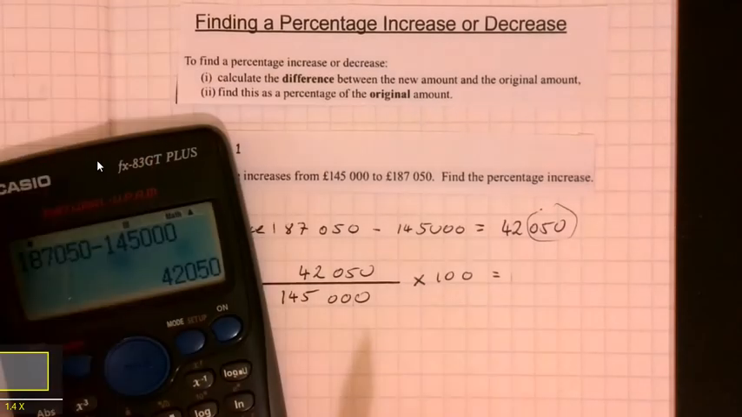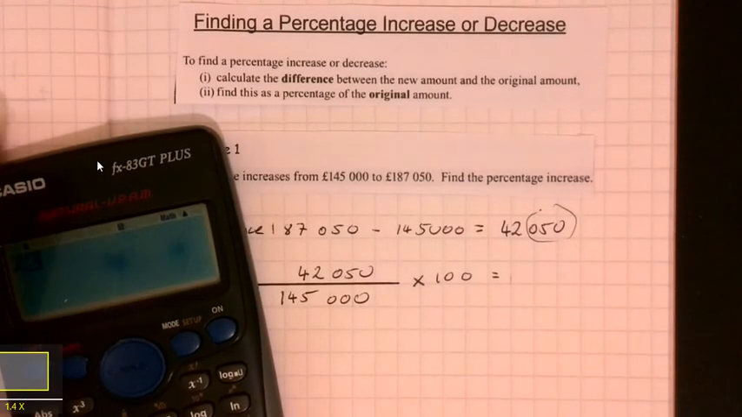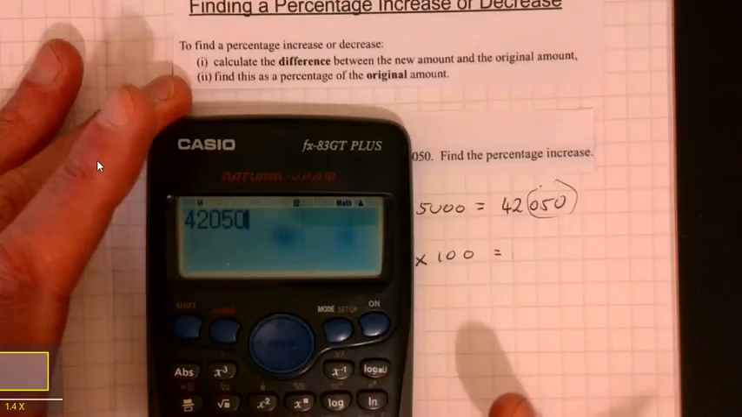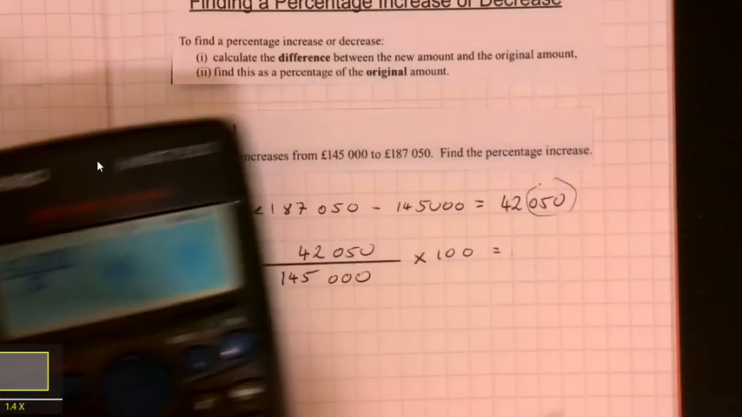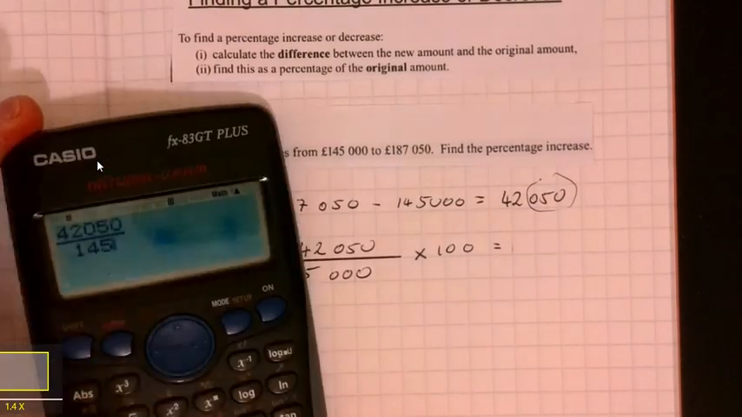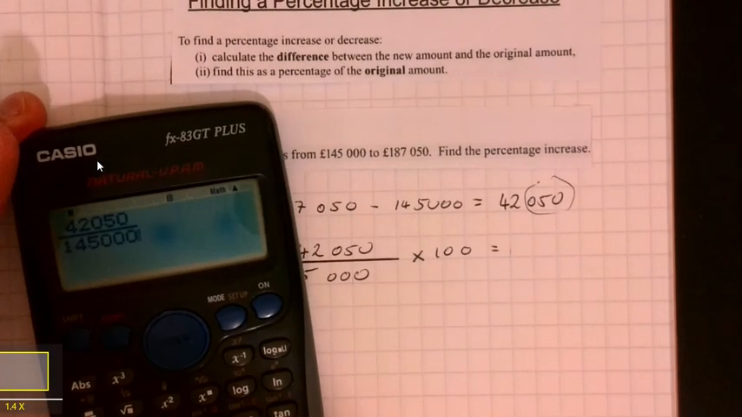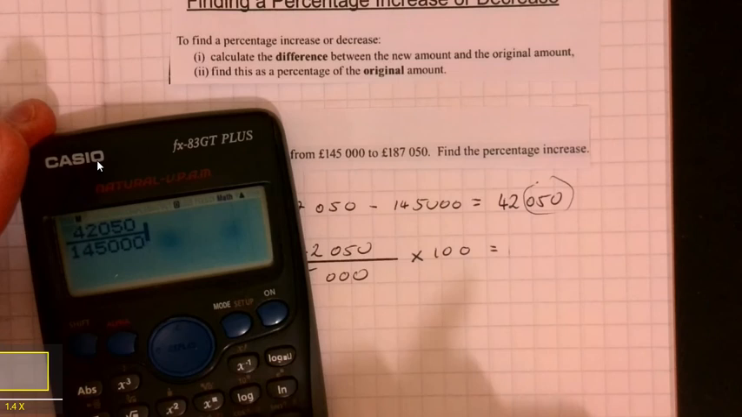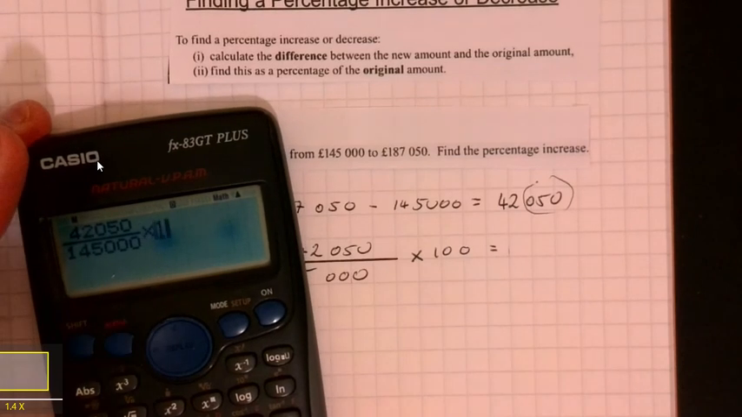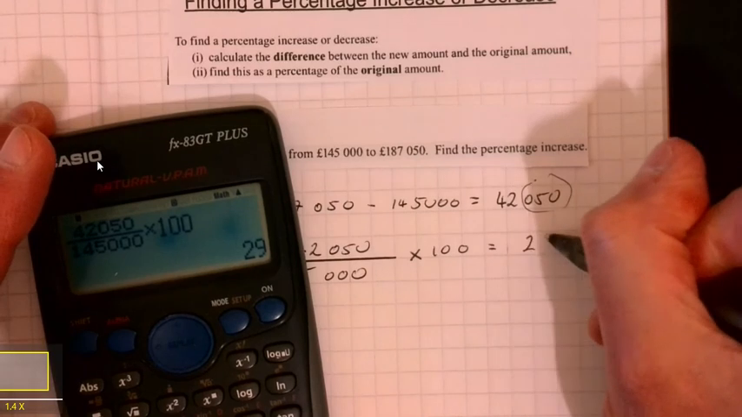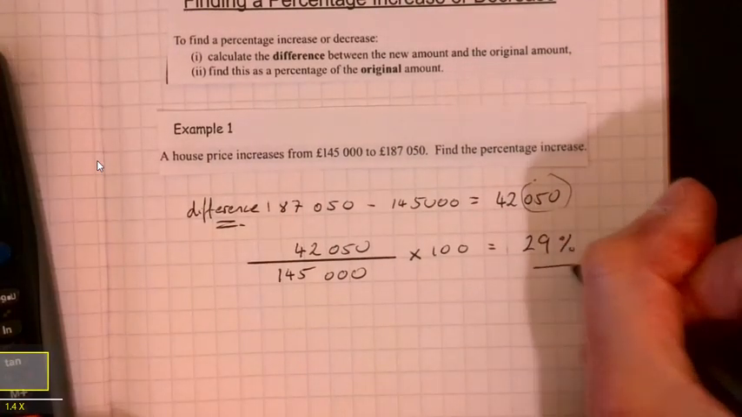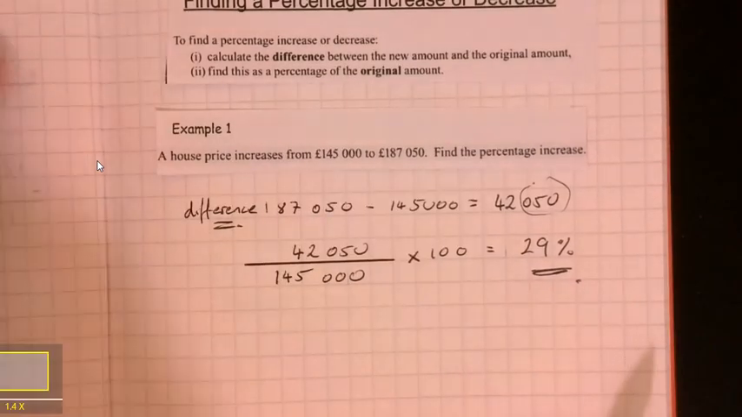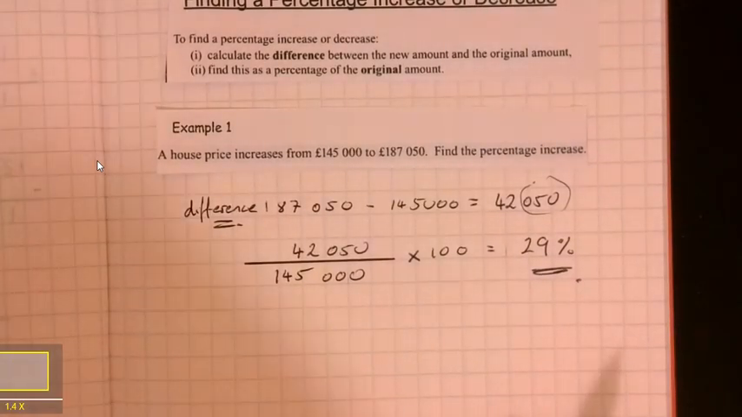So let's just pop it into our calculator. If I want to set this as a fraction, I can use the little fraction key. 42,050 over 145,000. Make sure you get the right number of zeros in. Just move it along the line, multiply by 100, and the answer is 29. It's not just 29, it's 29%, isn't it? Okay, so let's have a look at just a couple more, same sort of idea.